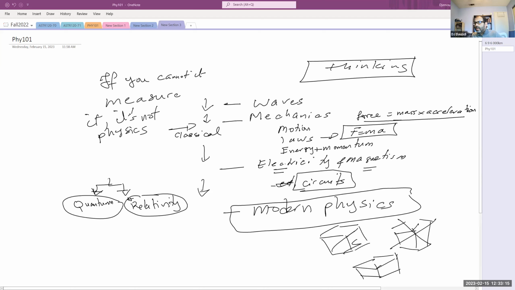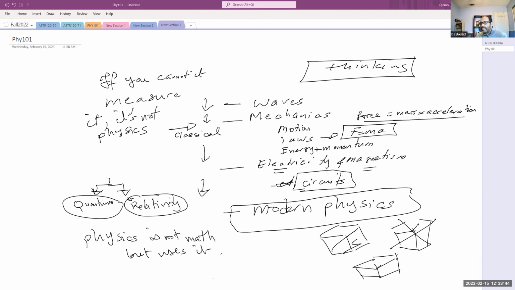understand: the connection between physics and math, because there is a connection between the two. The biggest thing that you need to realize is physics is not math. But it uses math. So that is something that needs to be clarified, and we have to also have an understanding of that.